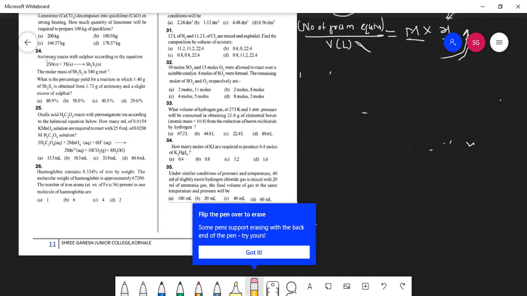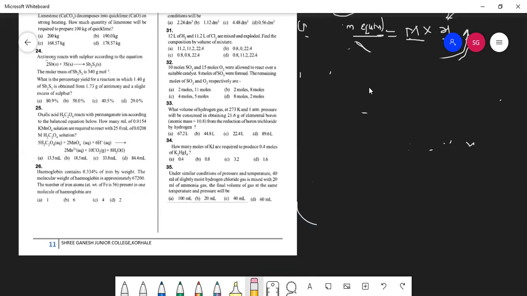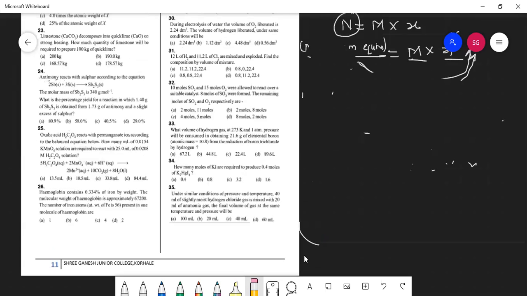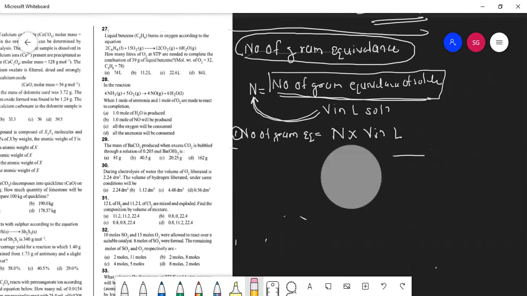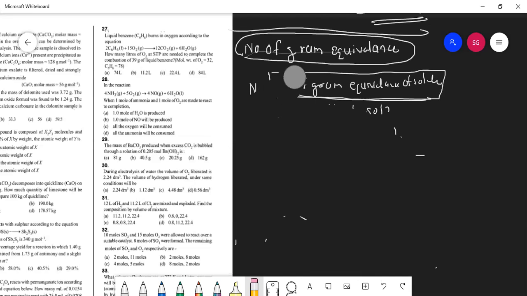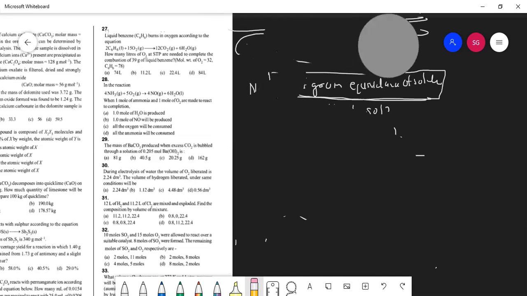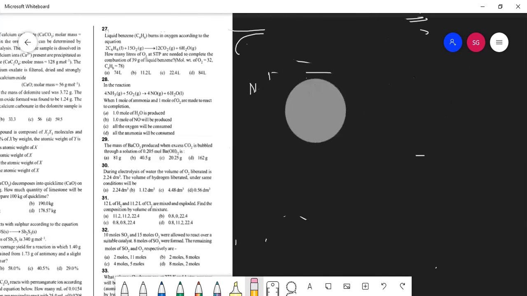Okay, now whichever question I am going to discuss, you need to tell me which formula we can use out of these three. Because whenever we are confused about reactions, we can use the number of gram equivalents and it will be very easy for us. Let me just clean this.